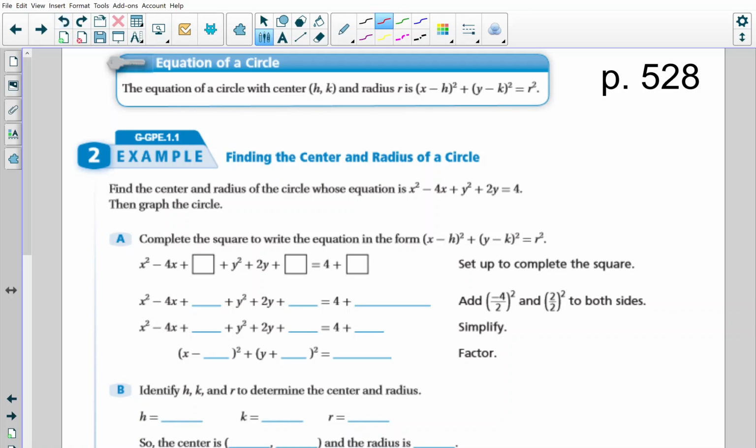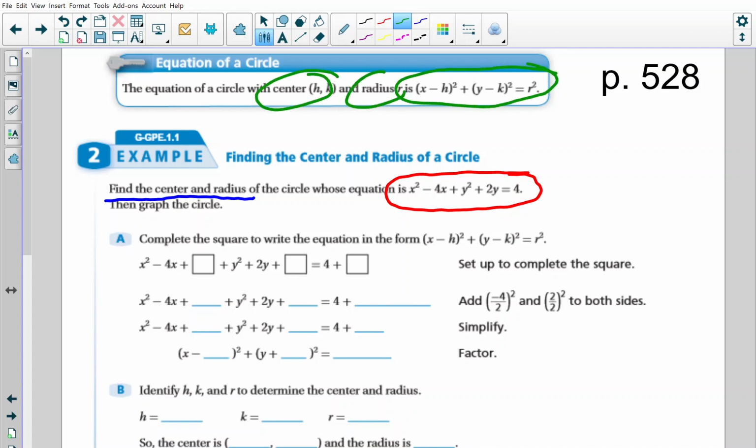All right, greetings. This is the second section of section 7, 12.7b or whatever. This is where we are going to be given an equation and we have to find the center and radius of the circle. Remember the general equation for a circle at center (h, k) and radius r.